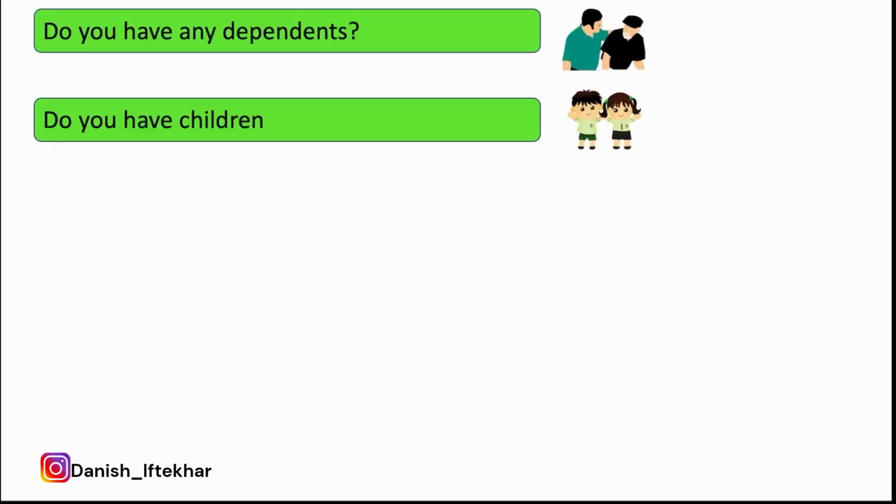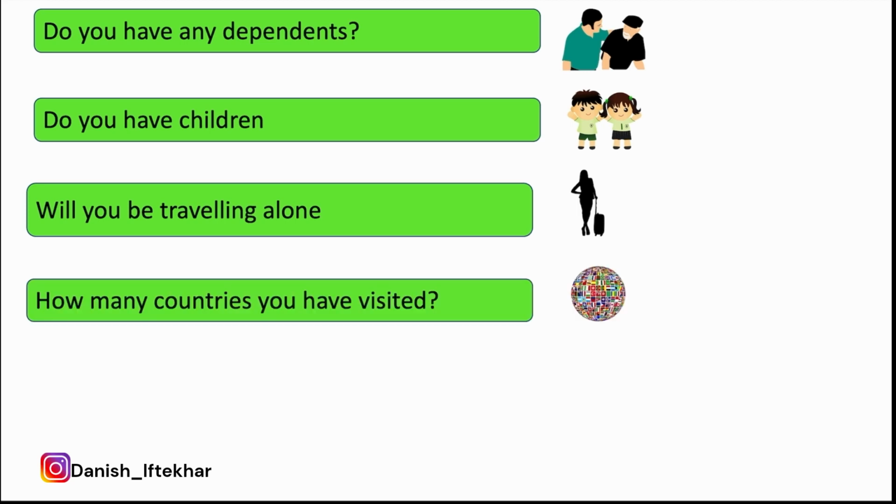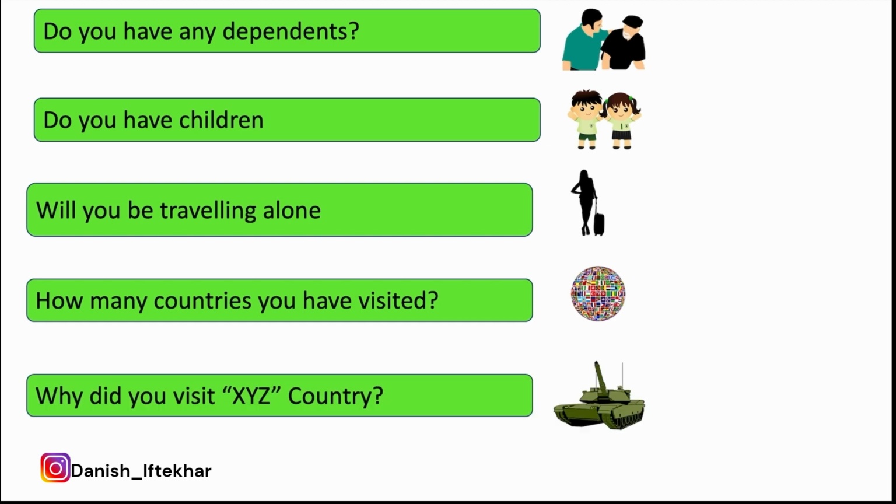So they could ask you questions about your dependents, your children, your wife, and if they will be traveling with you or not. Also, they can ask you questions on how many countries you have visited. If you have visited countries like Canada, UK, Australia, your chances of getting this visa will actually increase. And remember, your passport will be in their hand, so they could see any country that you have visited.